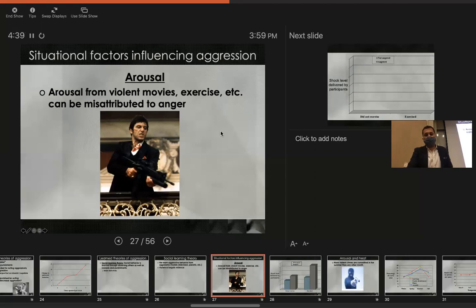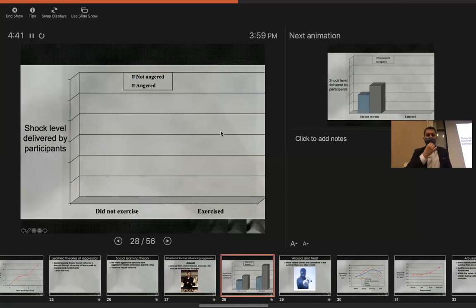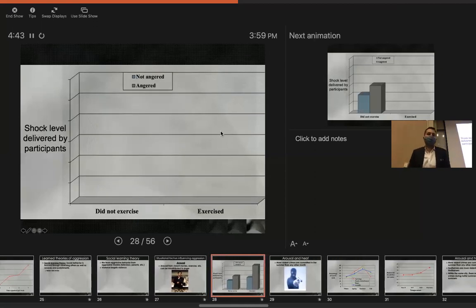Just to give you an example, here is a study where researchers randomly assigned participants to either exercise for a few minutes or not exercise. That's, of course, just a manipulation of their physiological arousal levels. And then right afterwards, that participant is angered or not by another person.